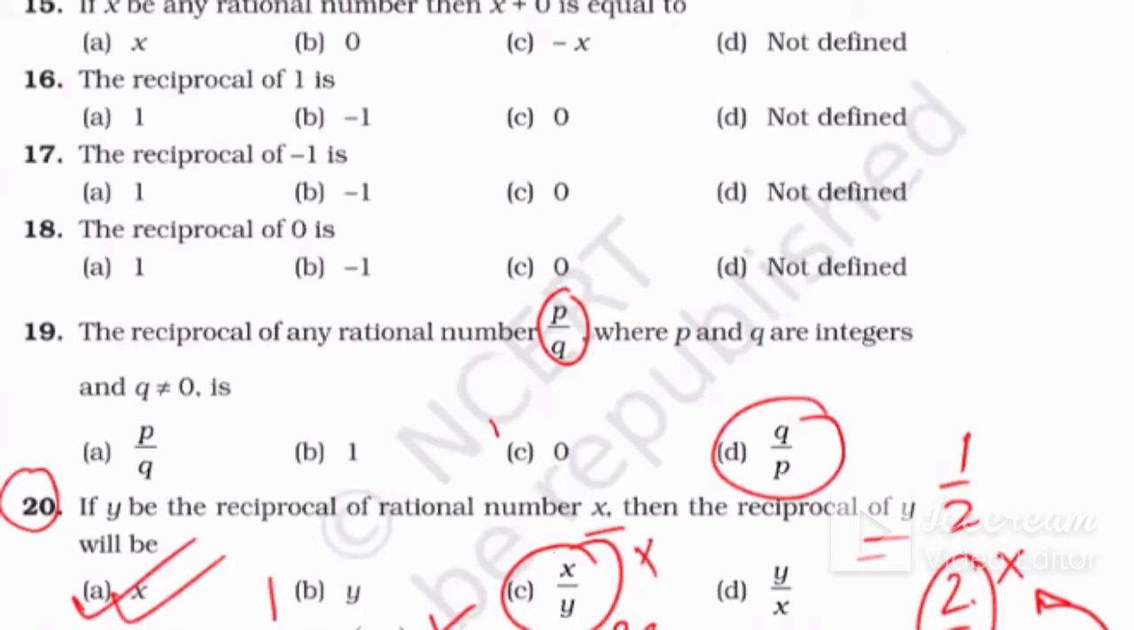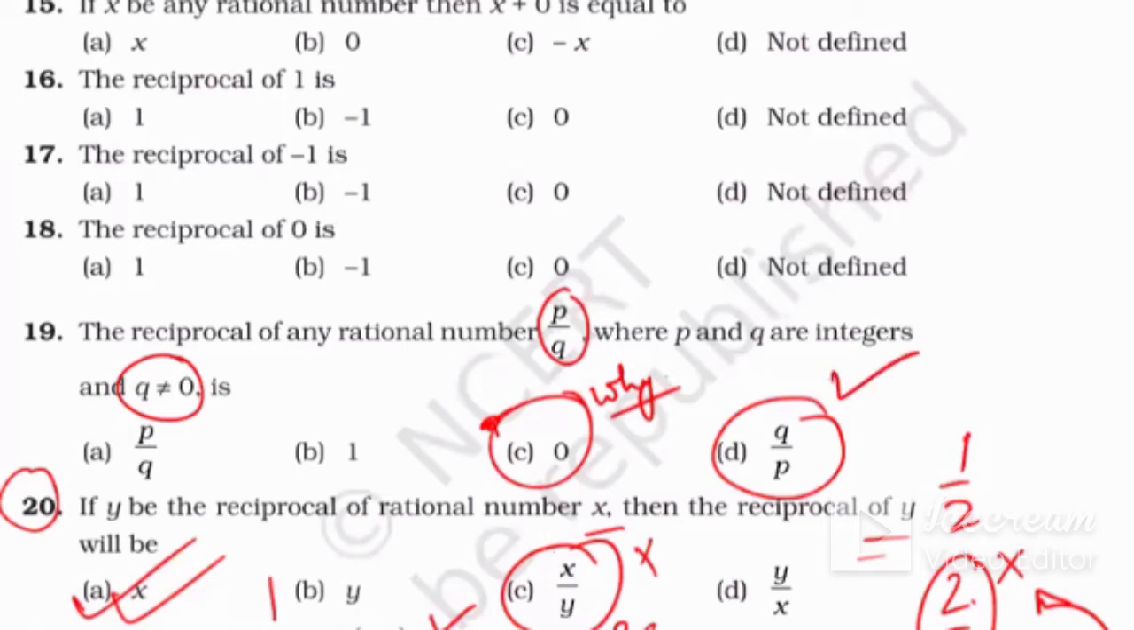Why 0? It's not equal to 0. Q is not equal to 0. So why C? Simple. Q is never 0.